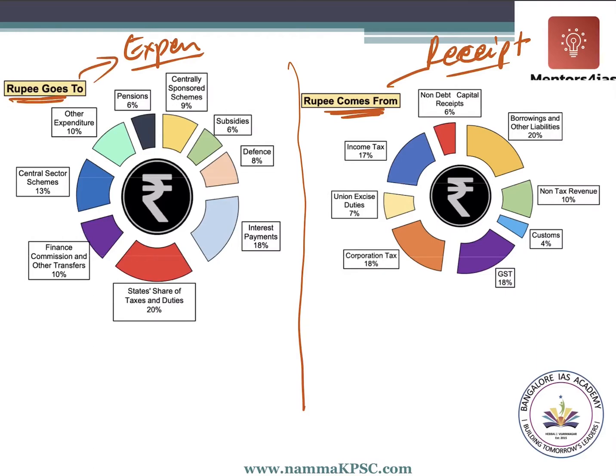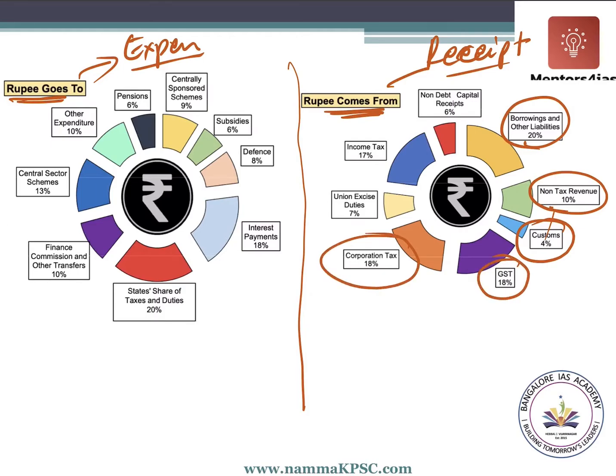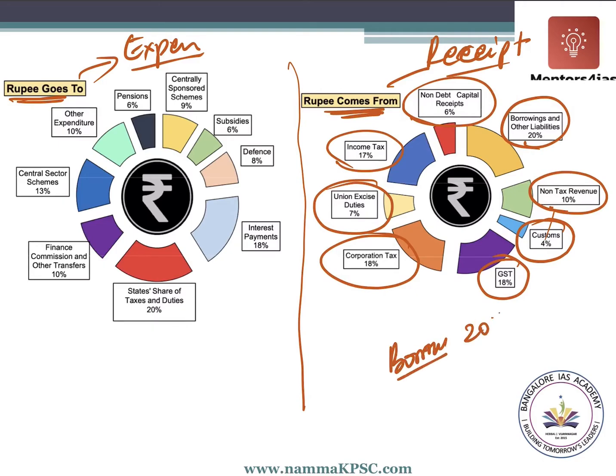So if you take one rupee that the government is receiving, this is a breakdown of where all the money comes from. 20% is coming from borrowing, 10% from non-tax revenue, 4% from customs, 18% from GST, 18% from corporate tax, 7% from union excise duty, 17% from income tax, and 6% from non-debt capital receipts. Now if you see which is the largest share in terms of receipt, it is borrowings. The government borrows 20% of the money it receives. So if the government has 100 rupees, 20 rupees is borrowed.